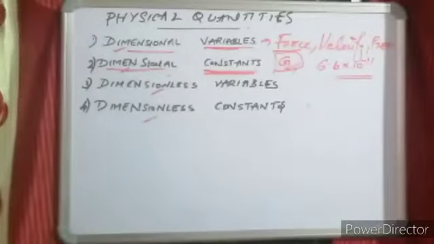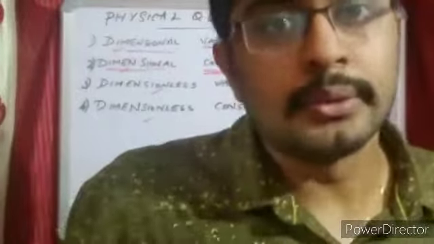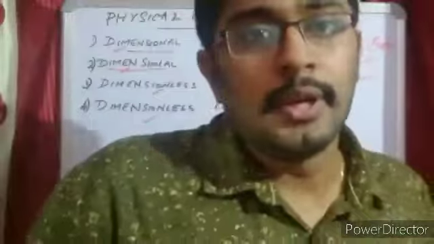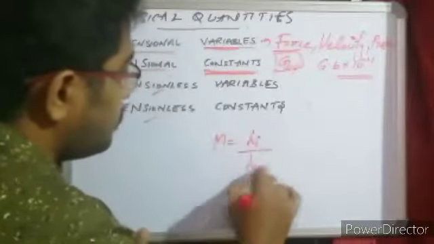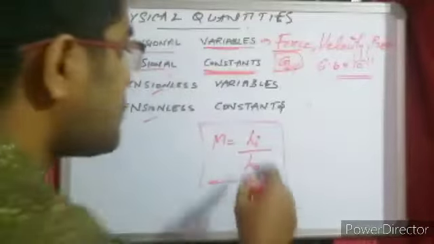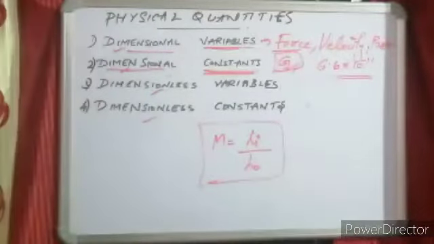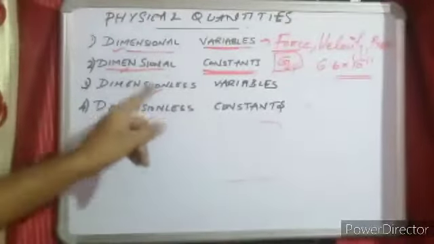Then coming to dimensionless variable. Those quantities are not having dimensions. If I am taking the ratio of two lengths, right? Suppose magnification, you know, it is equal to hi divided by ho, as I studied in optics: height of the image divided by height of the object. Being a ratio, are there any dimensions for these quantities? Of course not, right? They don't have a dimension, so I can call them dimensionless.